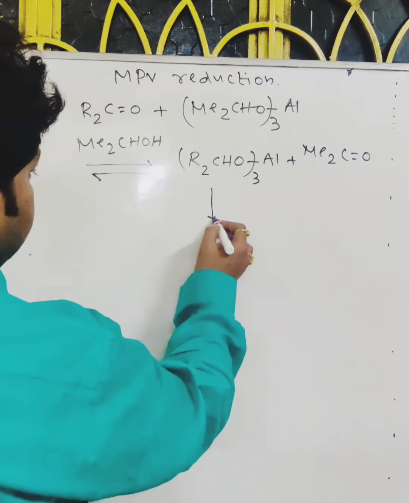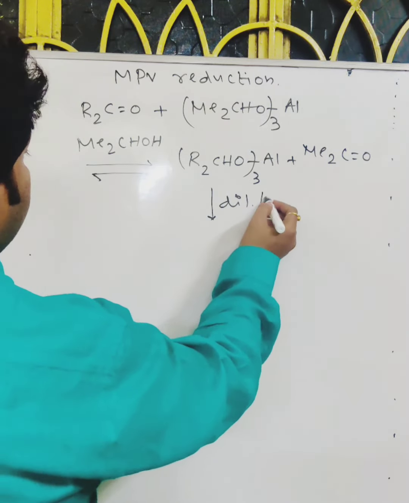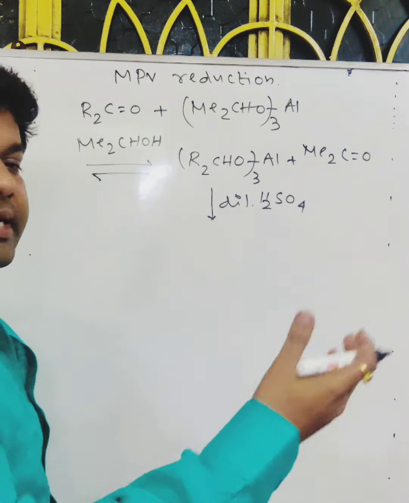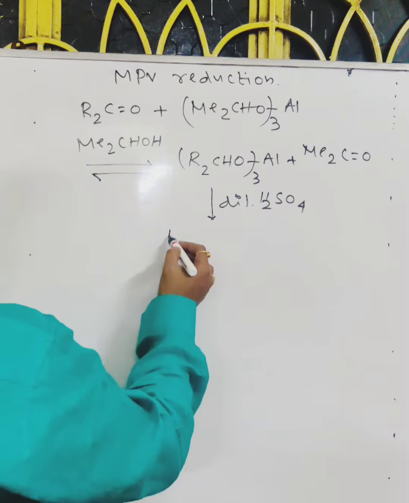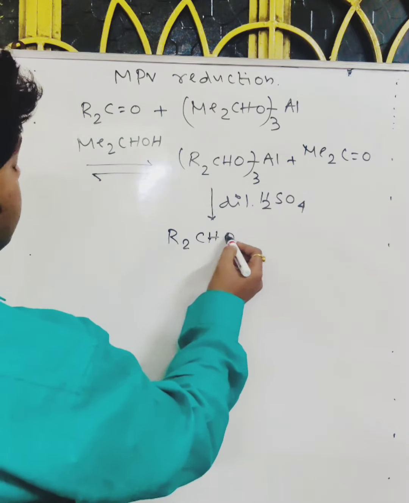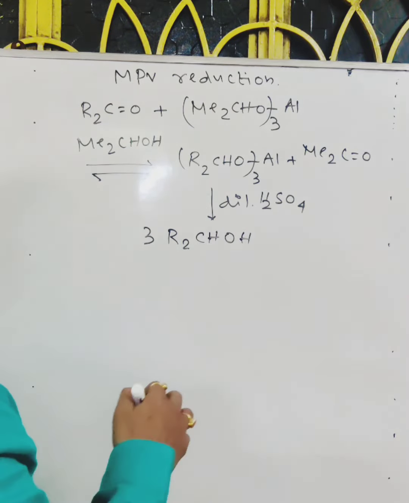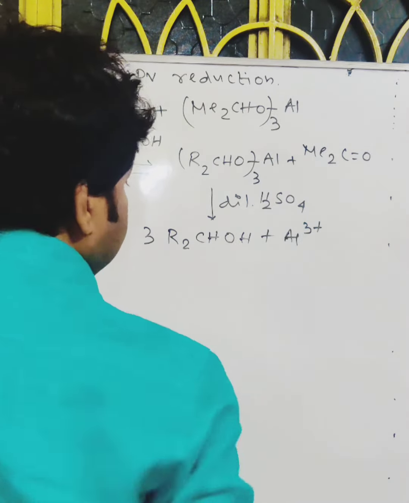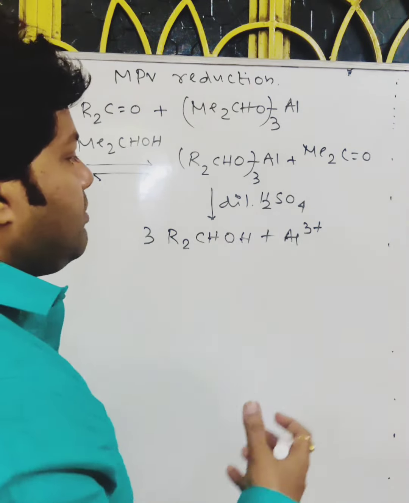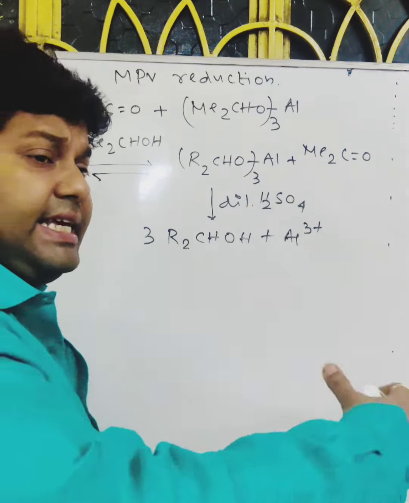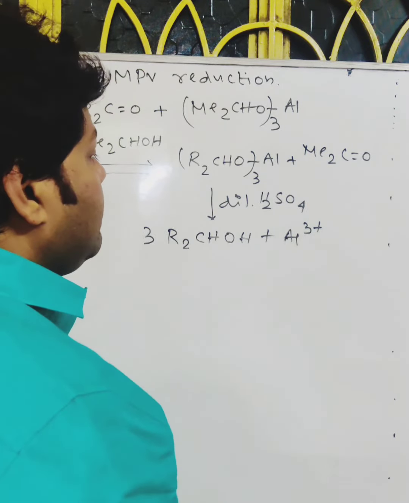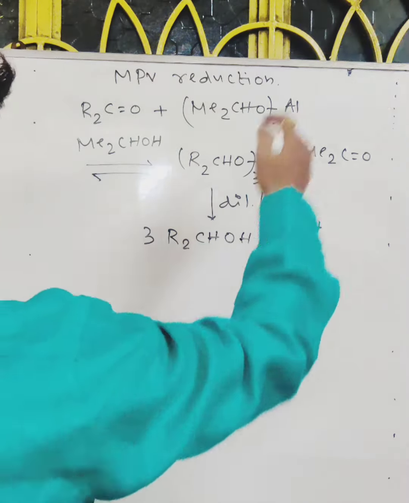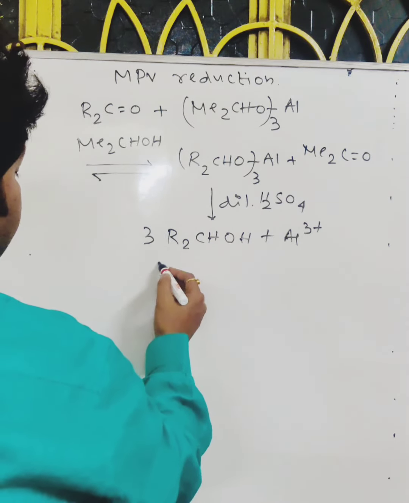Naturally, the Me2 will be gone, and that is going to give you the Me2CO. After this, if you give it dilute H2SO4, you can consider it as an acidic hydrolysis, it will give you R2CHOH, 3 moles obviously here, plus Al3+. What is the Al3+? It can be in the form of the aluminium salt. It is basically here the aluminium hydroxide. Clear?